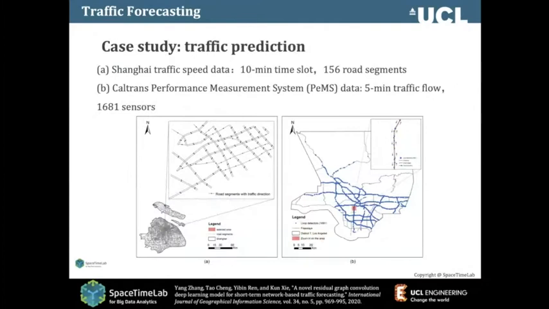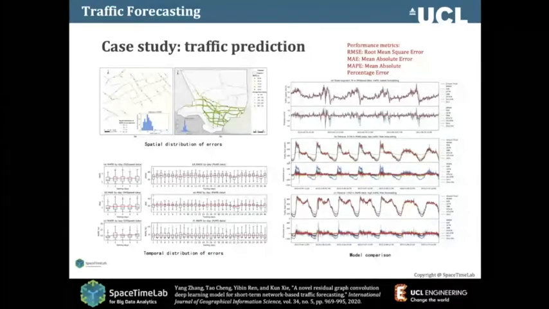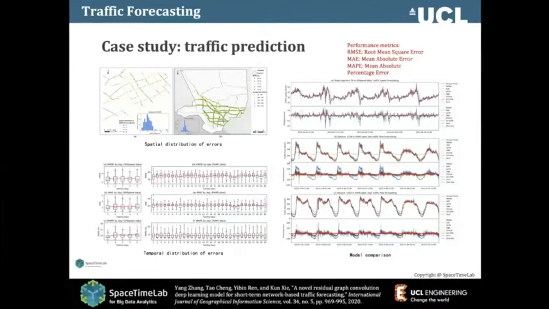Let's have a look at this case. We tested this algorithm because for transport, there's normally speed prediction or flow prediction. We use two examples: one is the data in Shanghai, one is the data in America, because we want to use open data. Let's look at the result. Although it's a little bit small, just look at this. The top one shows the speed prediction, and the bottom two talk about the flow prediction.